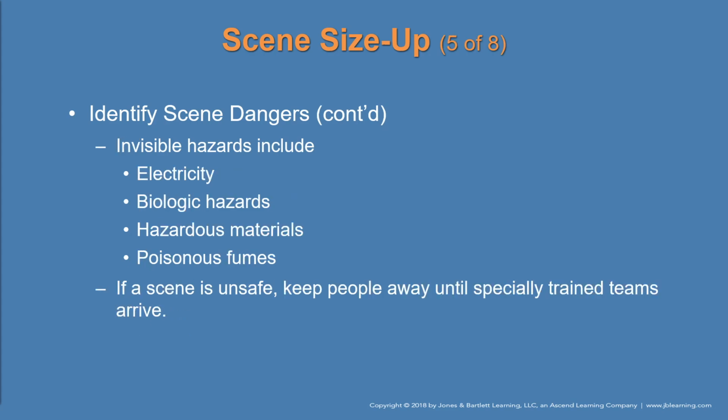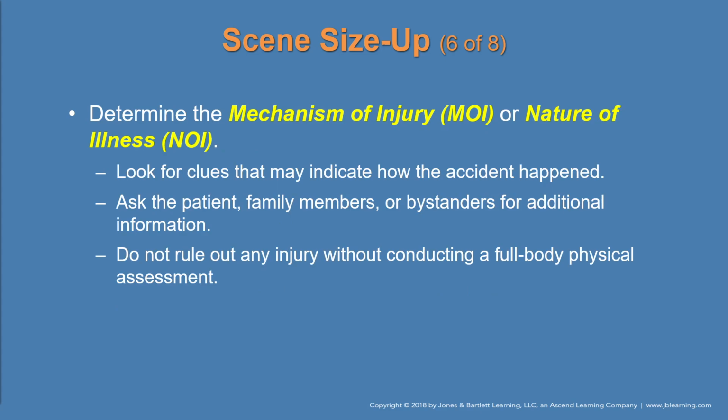And then part of the requirements for this course is that you take the AWR 160 through the Texas A&M Extension, and that's going to talk about biohazards and some hazardous materials and sort of weaponized radiological material and stuff like that. And so you'll get ample exposure to those sorts of threats. So we talked about mechanism of injury and nature of illness. So before we dig into this more clinical stuff, does anyone have any questions about scene safety?